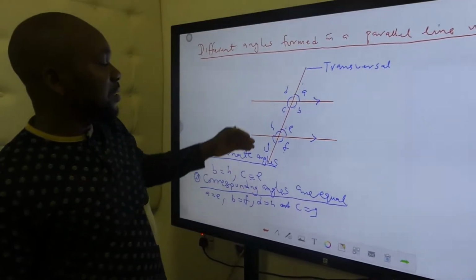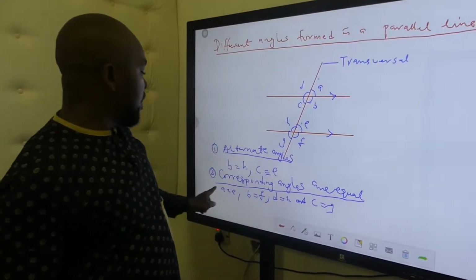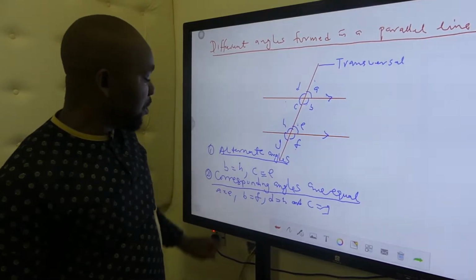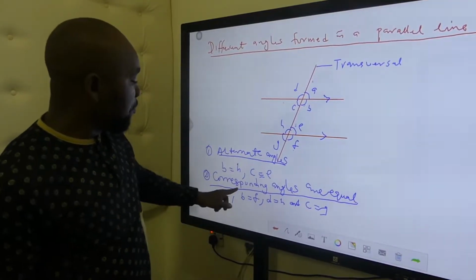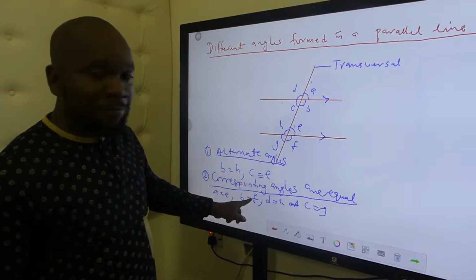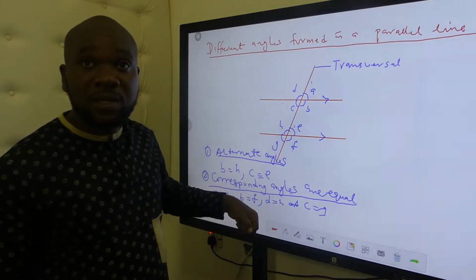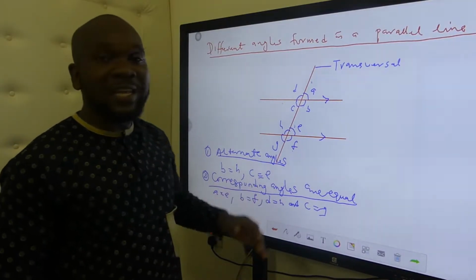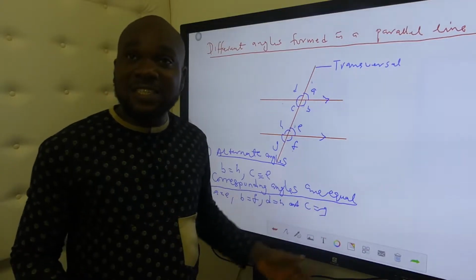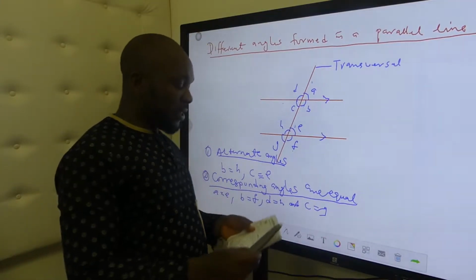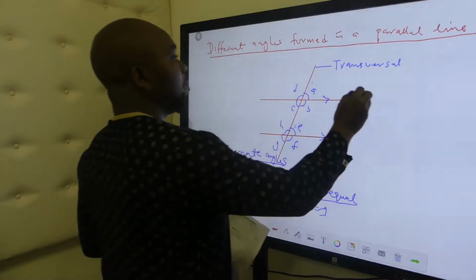These are called corresponding angles. Corresponding means that if A is 2, E is also 2. If B is 3, F is also 3. If D is 30, H is what? 30. They are equal.